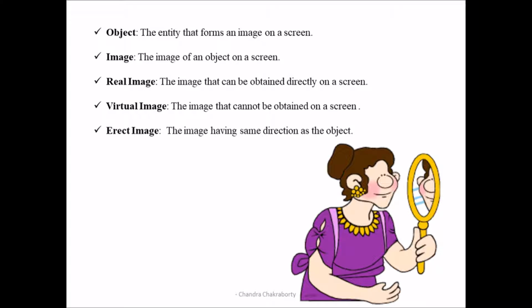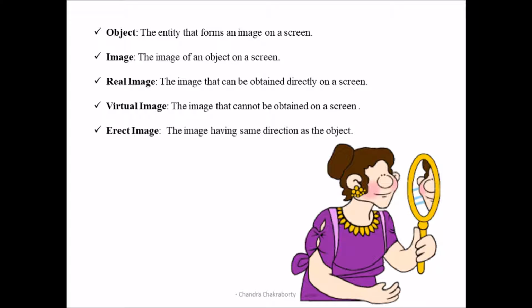Now my friends, when we are talking about images, we are talking about reflection, then there must be an entity of which the image has been created. So the entity of which the image has been created is called the object. What is an image? The image of an object is obtained on a screen. That is only the image, right?